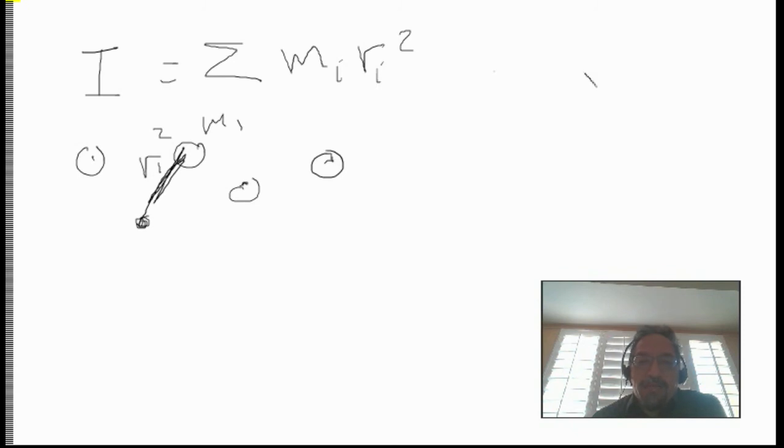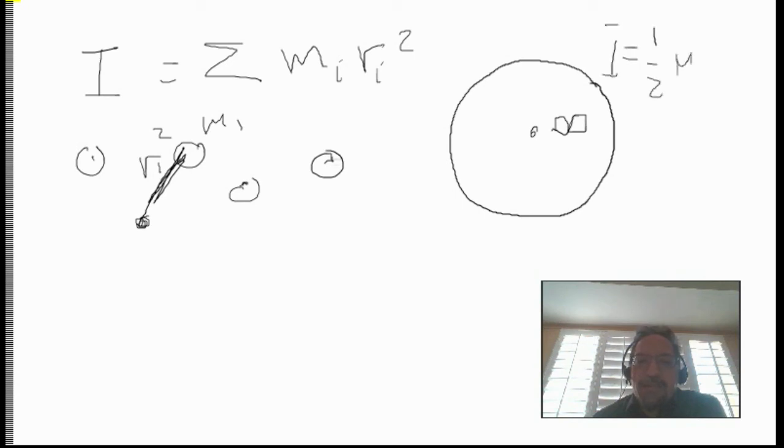For example, for a disk that is rotating, as you can see, this uniform disk has little mass here, little mass here, everywhere has mass. And the net result is that the moment of inertia is 1/2 of mass times the radius squared of the disk.